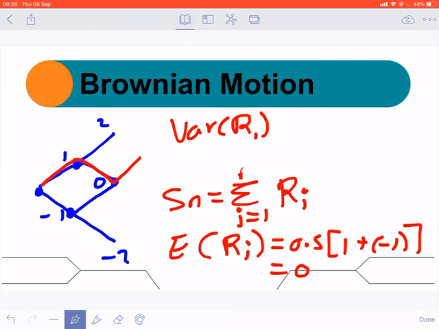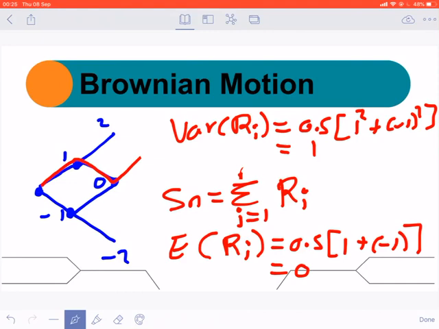The variance of each individual R is actually going to be what? It can be 1.5 times 1 squared plus -1 squared, and this is going to be equal to 1, because you're going to have 0.5 plus 0.5, times 2, which is going to be 1.